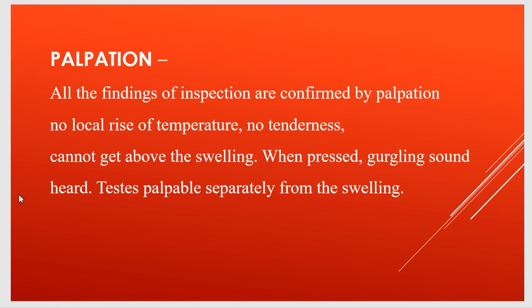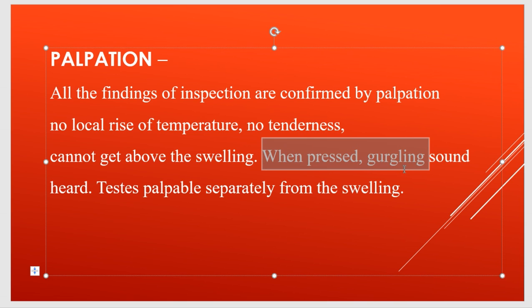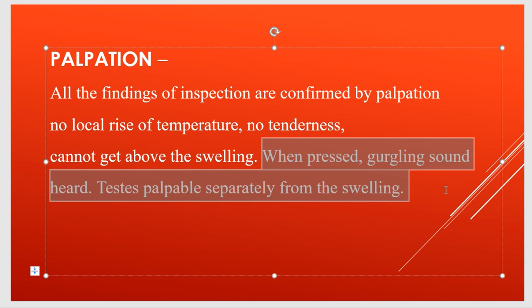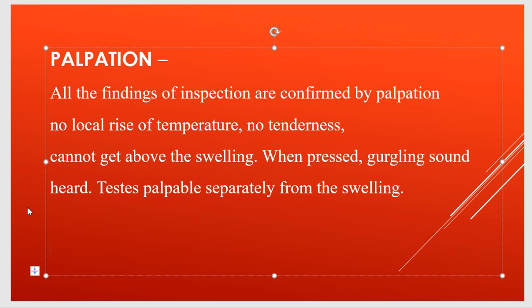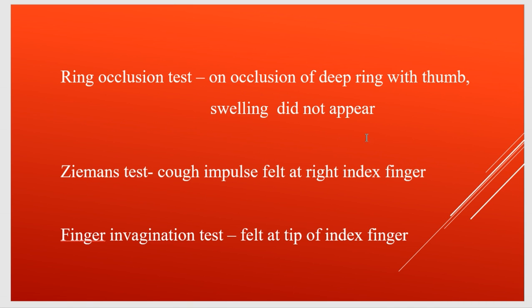On palpation, if the content is bowel, rest of the things are almost the same. But when pressed, a gurgling sound is heard, right? Gurgling sound is heard. Doughy feeling will not be there, granular feeling will not be there, rest of the things almost the same. All these tests are the same. Why? Because that is related to the content of the hernia, not the type of hernia.